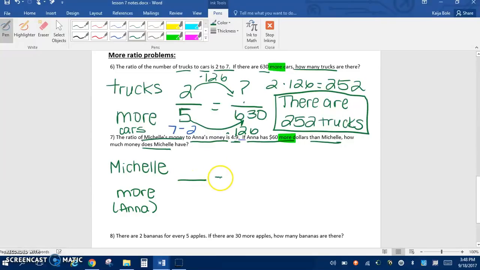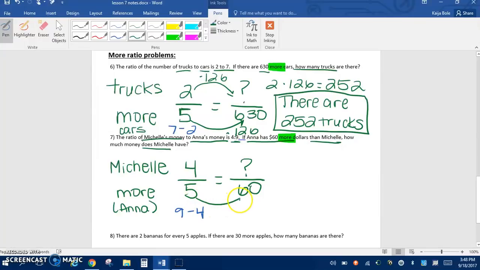So if we put in our empty proportion, if we look back at the original, the ratio of Michelle's to Anna's was 4:9. So the 4 goes with Michelle on the top here. And now we have to ask ourselves, how much more money does Anna have? So if you look back, we're going to have to do 9 minus 4, which gives us 5. Right? Anna had $5 more in the original ratio. So now if Anna has $60 more, so 60 is going to go with the more, how much does Michelle have? So our question mark goes up top for Michelle.